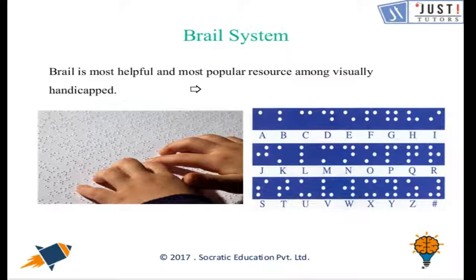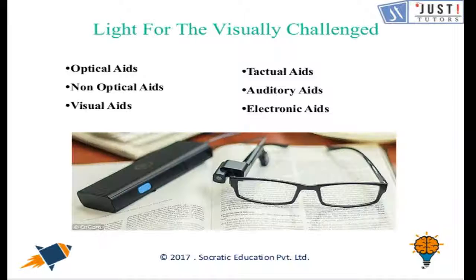Braille system. Braille is one of the most helpful and popular resources among the visually handicapped. It is a kind of language that has 63 dot patterns. Each and every letter has a different dot pattern. Visually challenged people can touch these braille symbols, and it really helps them to read and understand the language.